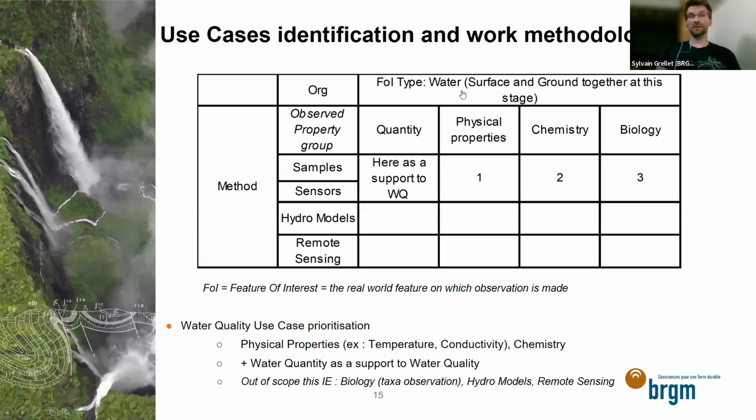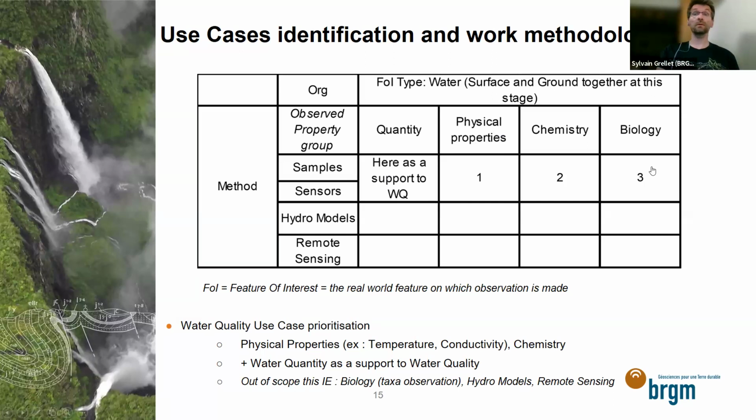So feature of interest here means the feature about which we're interested. And we had obviously the need for data acquired by samples and sensors in situ and ex situ. You will hear that a lot in my presentation. So yeah, the topic is water quality, but when you do water quality, you need quantity data. So we also had a need for retrieving some quantity data. So that's not the scope of the exercise per se, but that is support for water quality. So we identify physical properties like temperature, conductivity, chemistry, could be on-site or ex situ, like nitrates or arsenic concentration, just for sake of the example.